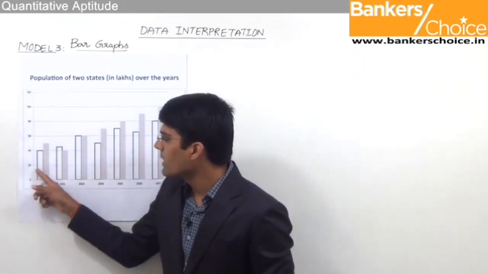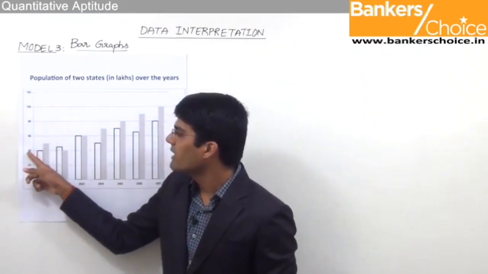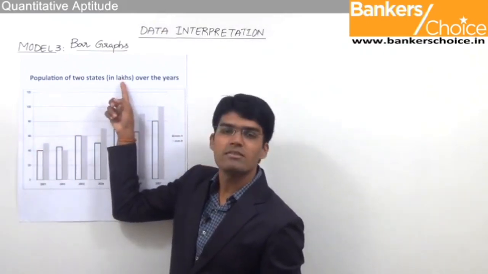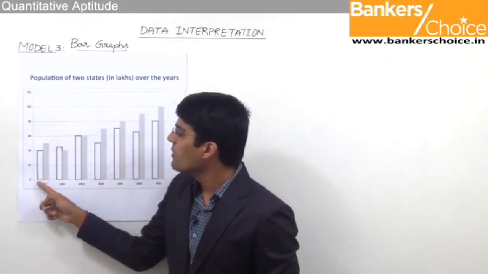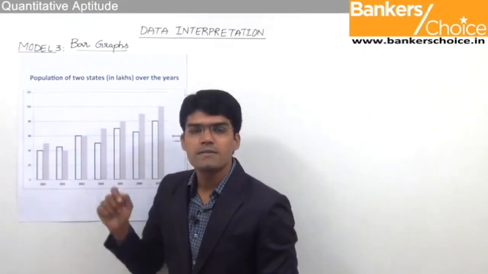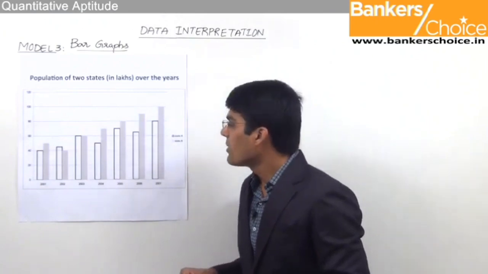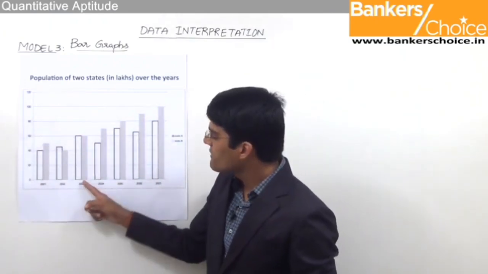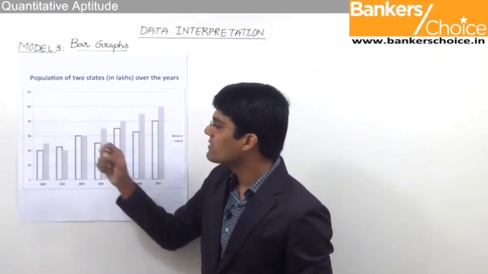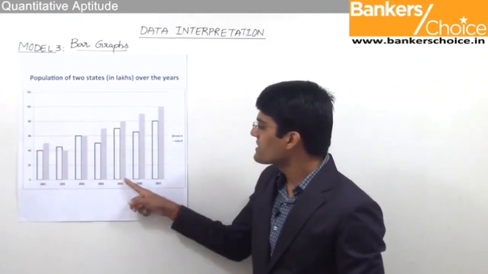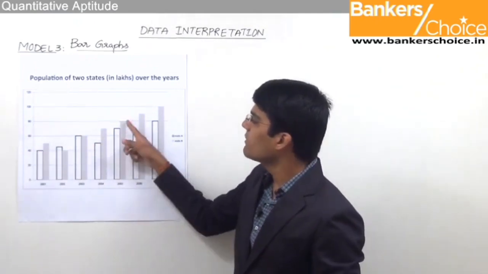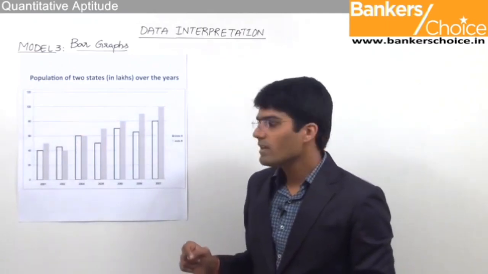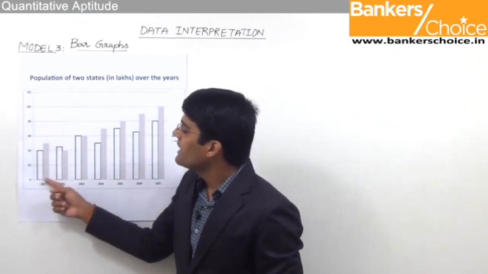As you can see, in 2001 the bar extends up to 40. And as given in the information, the values are in lakhs. So we can say that the population of state A in 2001 is 40 lakhs. Likewise, the population of state A in 2003 will be 60 lakhs. Or the population of state B in 2003 is also 60 lakhs. The population of state B in 2005 will be equal to 80 lakhs. What will be the population of state B in 2001?